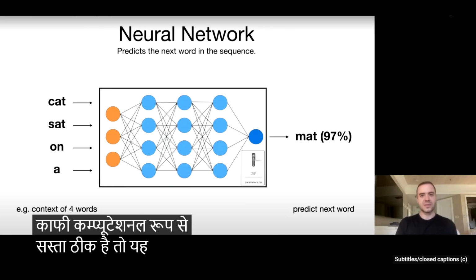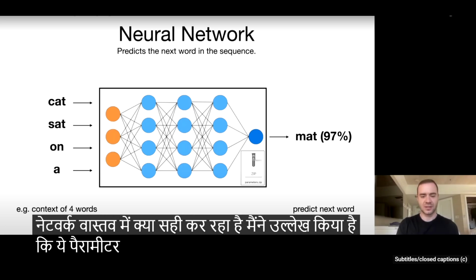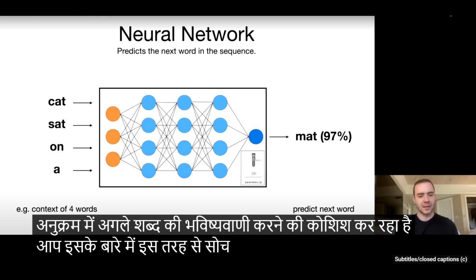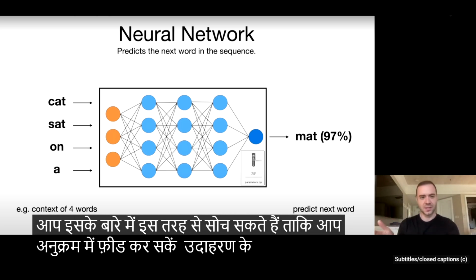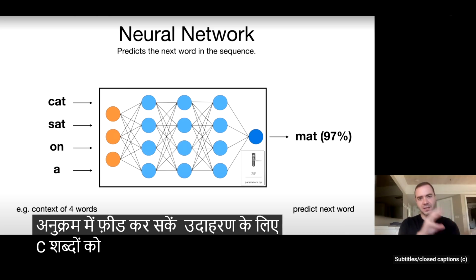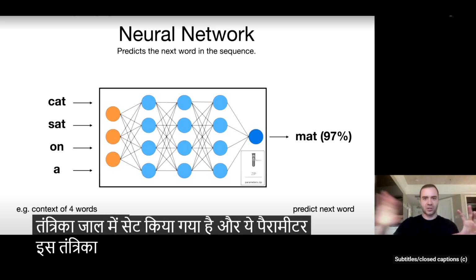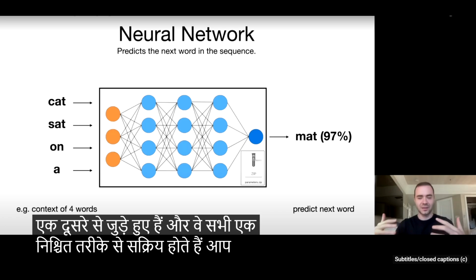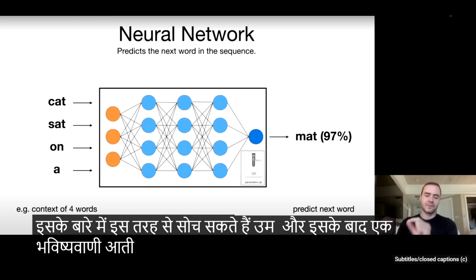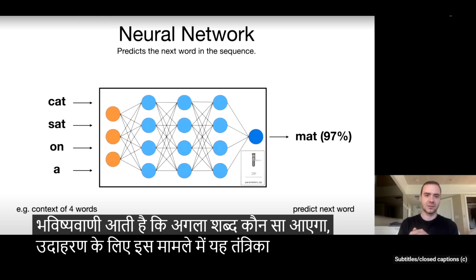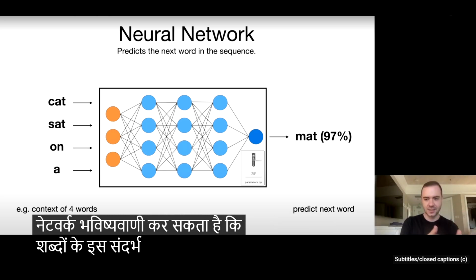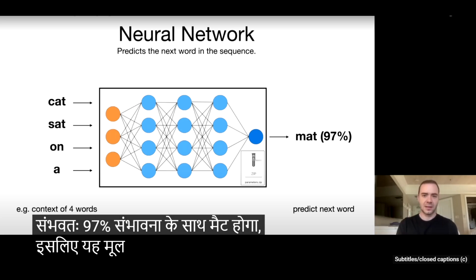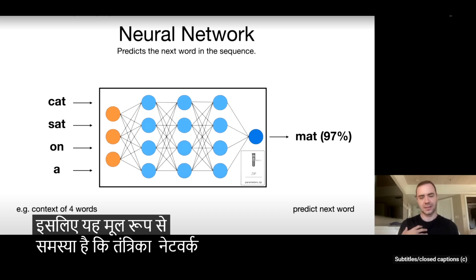Okay, so what is this neural network really doing? I mentioned that there are these parameters. This neural network is basically just trying to predict the next word in a sequence. You can think about it that way. You can feed in a sequence of words, for example, "cat sat on a". This feeds into a neural net, and these parameters are dispersed throughout this neural network. There are neurons, and they're connected to each other, and they all fire in a certain way. Out comes a prediction for what word comes next. For example, in this context of 4 words, this neural network might predict that the next word will probably be "mat" with, say, 97% probability. This is fundamentally the problem that the neural network is performing.